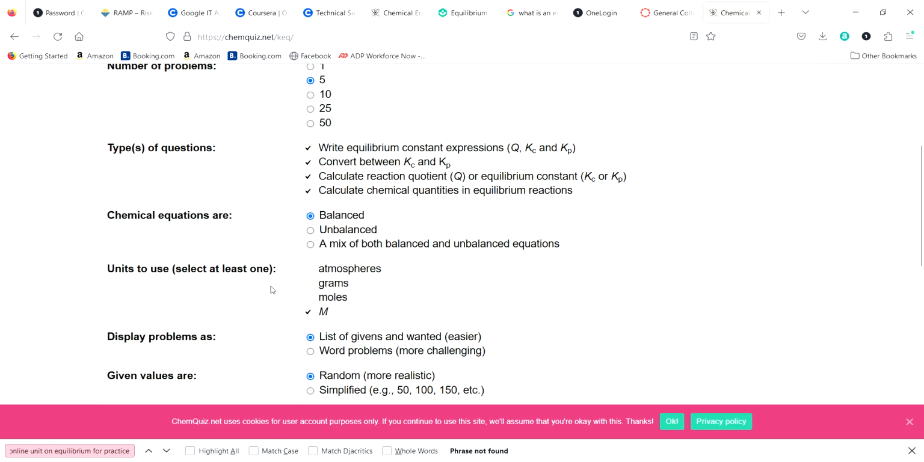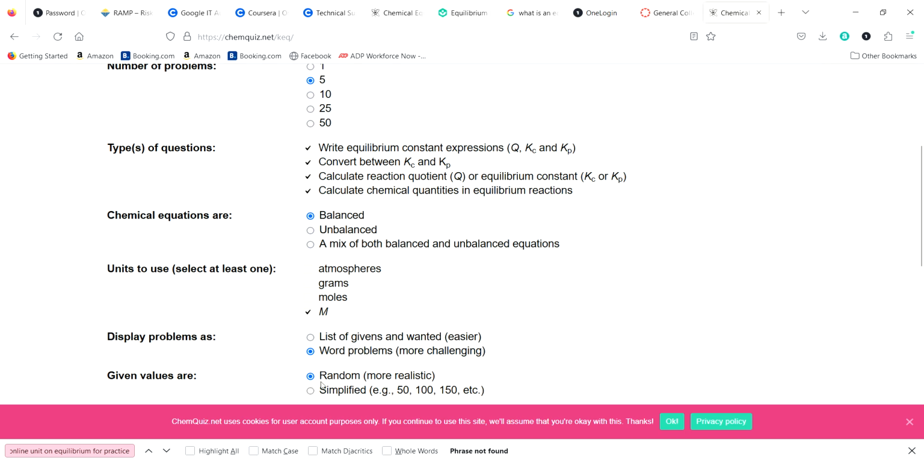Units to use, I would practice with all of them. List of givens wanted, that's like when I showed you guys last semester, where you list out what they're asking for and the given information. They go ahead and list that for you. I would choose word problems because that's what you're going to get on your exam. It's word problems, okay?